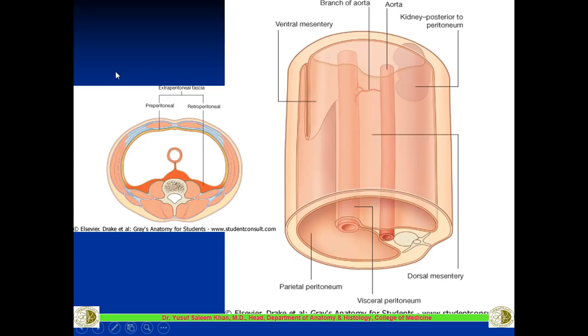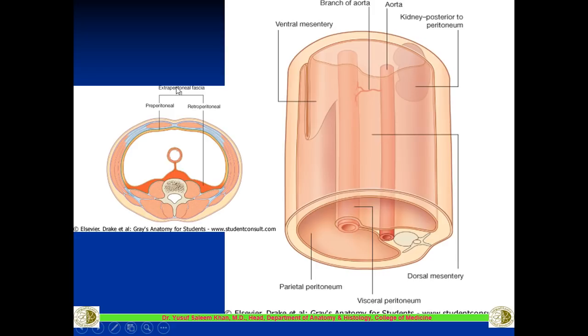Now you can see here, this is how the whole of the cavity of the abdomen is lined. Even though it is a very simplified picture, and there will be no such huge cavity as shown in this, it is just to make you understand how the peritoneal cavity lines the abdominal wall. This is the parietal peritoneum, and what is in front of that, which is in contact with the abdominal wall, will be called the preperitoneal. And here in the posterior abdominal wall, whatever is behind the peritoneum will be called the retroperitoneal.